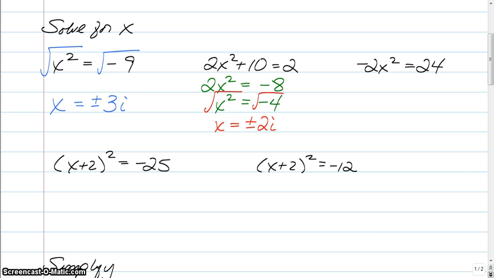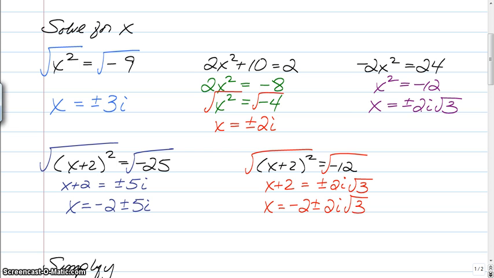It's the same material from the previous video with solving for x using square roots. This time, just make sure if it's negative, you use i. Go try them. And let's see if you got what I got.